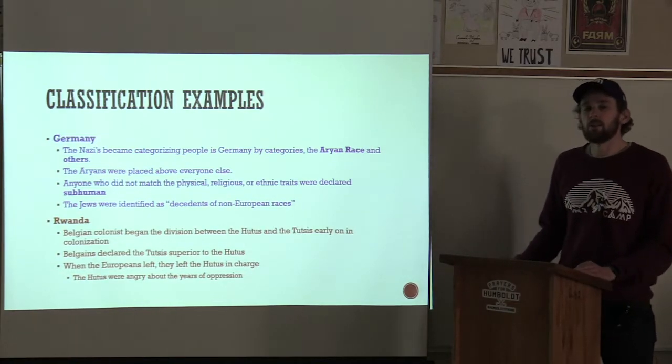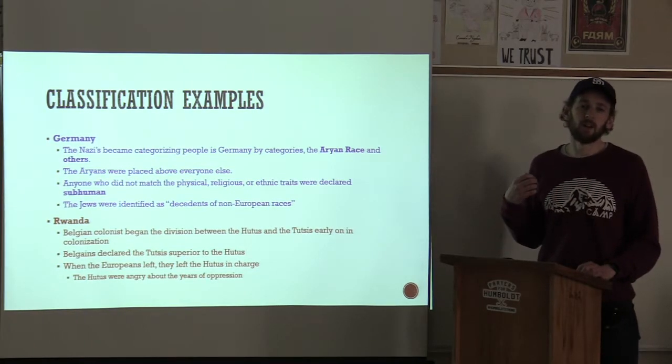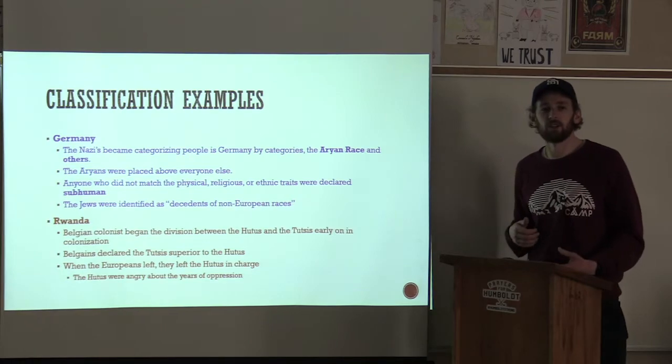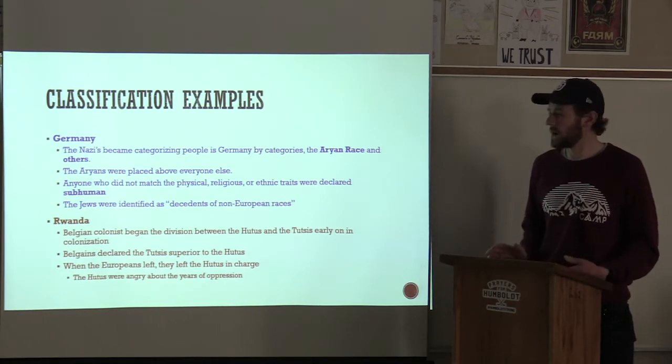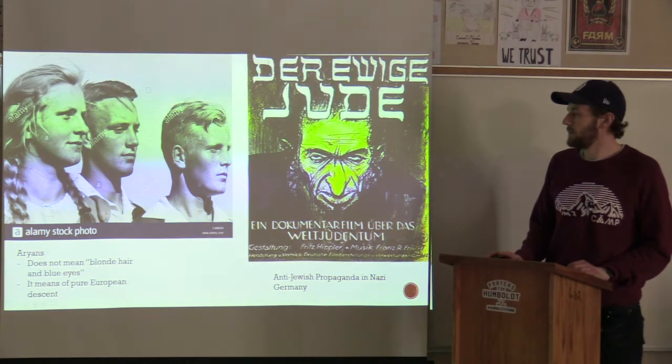So the Hutus were angry, and as soon as the Belgians gave them control, they began to take a shift, not necessarily punishing, but becoming oppressive towards the Tutsi people. So here are some examples from the Holocaust.